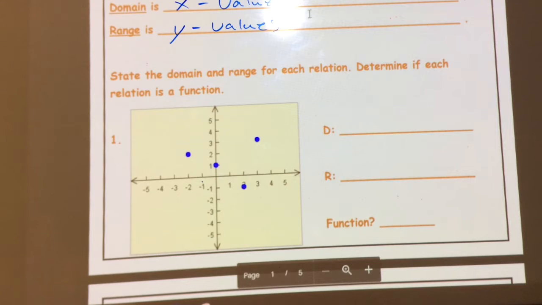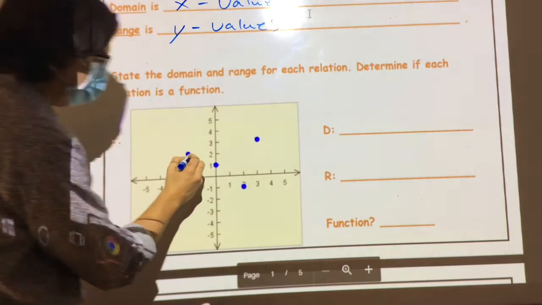Determine if each relation is a function. Now notice, ladies and gentlemen, this is not a line. This is just some random points. Can we agree with that? Could I theoretically draw a line to connect them? Of course, we can always do that. I'm going to do it just to show you.